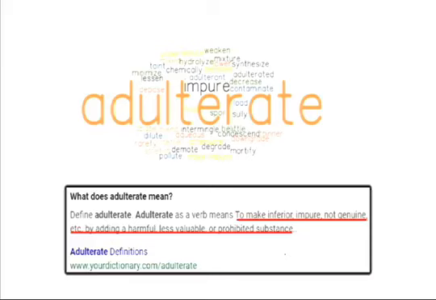Okay, so to make inferior, impure, and not genuine by adding a harmful, less valuable, or a prohibited substance to something. And remember, in all living things, you can add something into them that can bring them down, including animals, humans, etc. So we got to be careful what we're putting into ourselves and others and in our environment. Okay, so with that, what I want to do now is go back to LP.